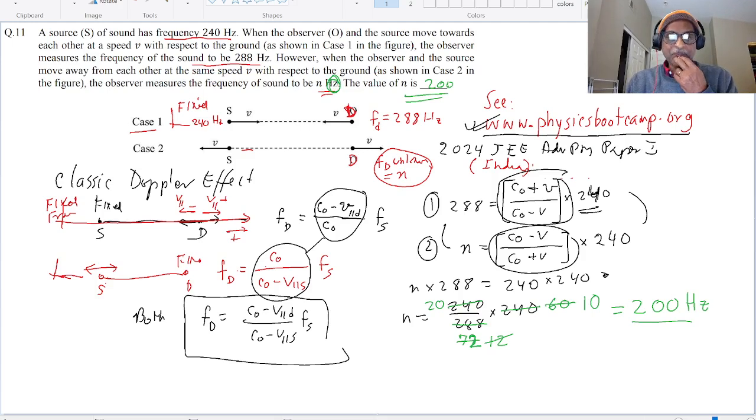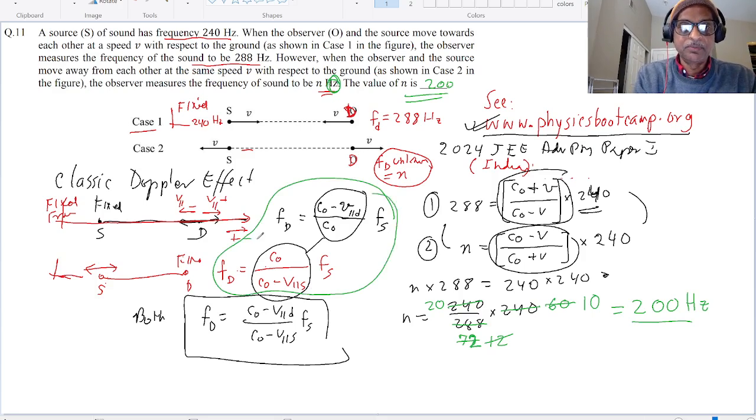Okay, that was a pretty cool problem. If I were you, I would definitely try to memorize these things. It will help you in future problems, and it turns out the Doppler effect is a very popular choice for exams.